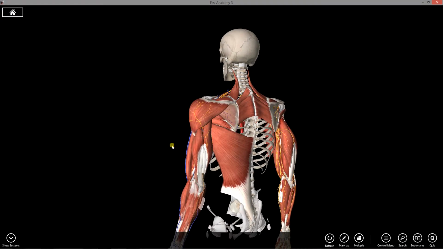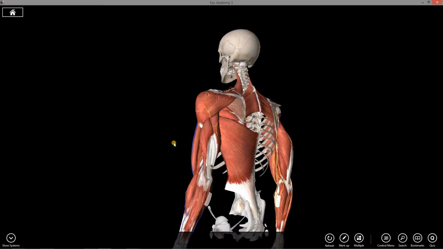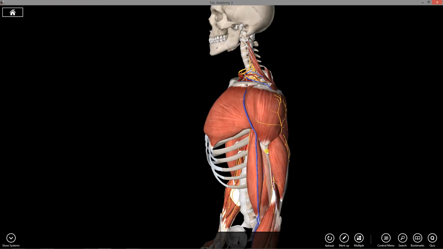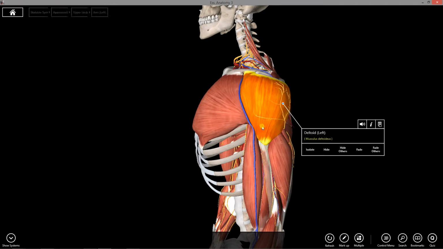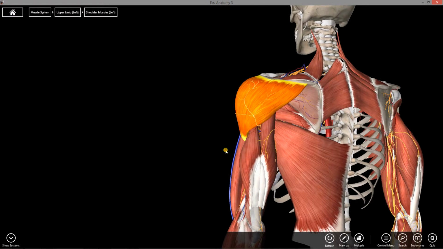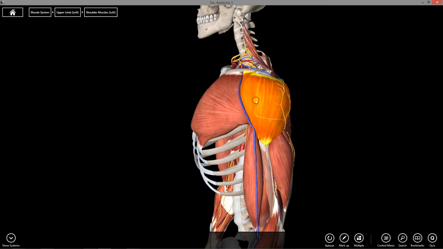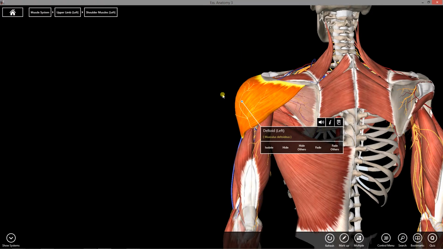So as I said, I'm going to start off with the deltoid muscles, which allow for abduction, and their origin points vary, but they all insert into the deltoid process of the humerus. So here's the humerus just in the background, and here is the deltoid muscle. There's an anterior, middle, and posterior compartment to them, which have slightly different actions.